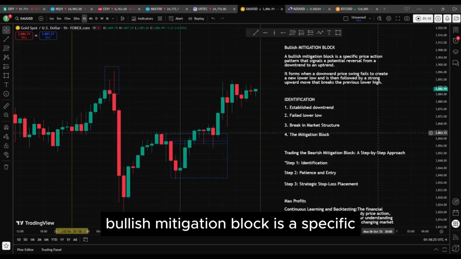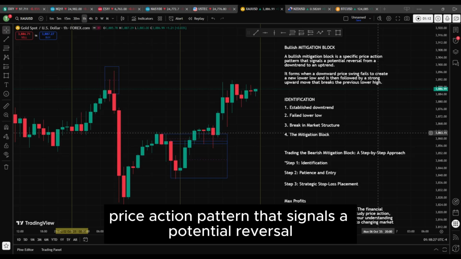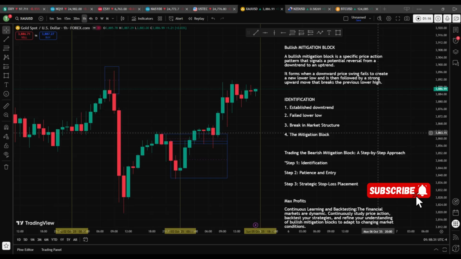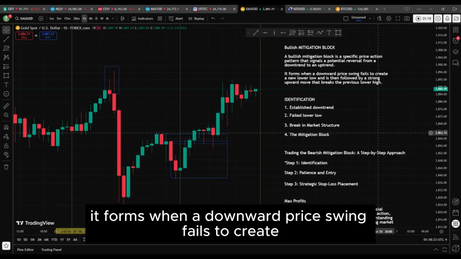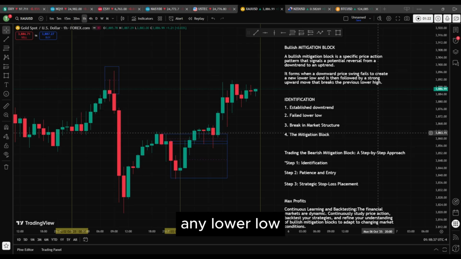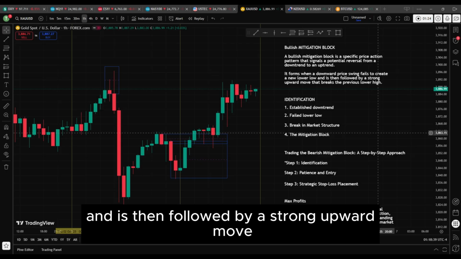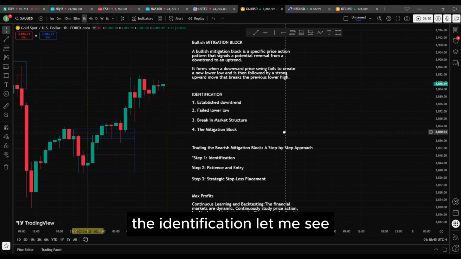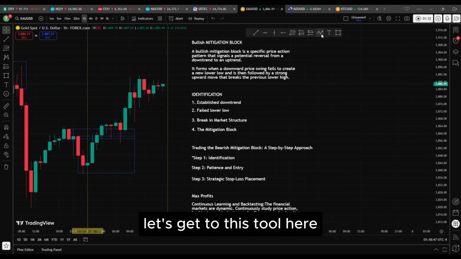Bullish mitigation block is a specific price action pattern that signals a potential reversal from a downtrend to an uptrend. It forms when a downward price swing fails to create any lower low and is then followed by a strong upward move that breaks the previous lower high. For the identification, let's get to this tool here.